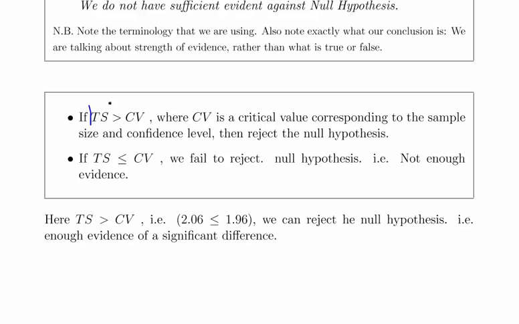So actually I should put in the absolute value of the test statistic there. Is the absolute value of the test statistic greater than the critical value? If it is, in that case, we reject the null hypothesis. That is what we would do in this case. Otherwise, we would fail to reject the null hypothesis. But this is the situation we have here. Here 2.06 is greater than 1.96, so we can reject the null hypothesis. Enough evidence of a significant difference. So it does affect blood pressure.